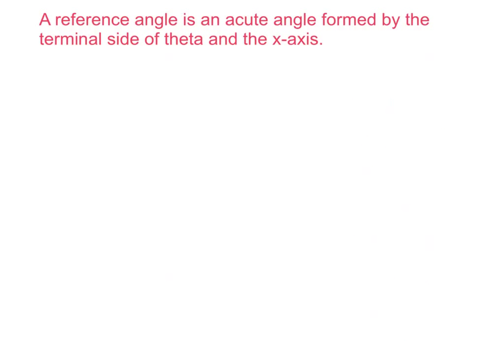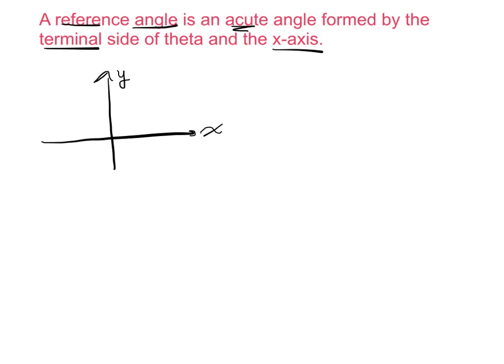Okay, so now reference angles. A reference angle is defined as an acute angle that's created by the terminal side of an angle and the x-axis. So, let's start off with an angle in the second quadrant. So here we go. Here's our angle. This here is theta. Here's the terminal side of theta. Here is the x-axis. So the reference angle is this angle right in here.